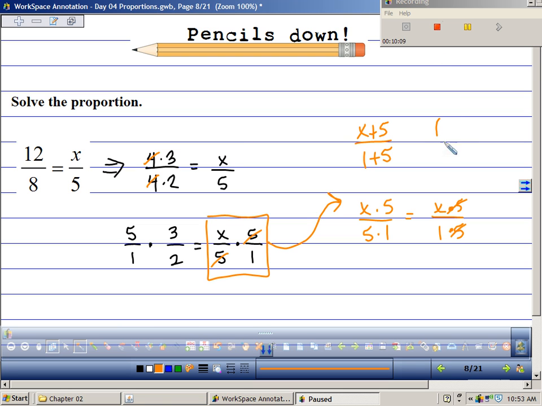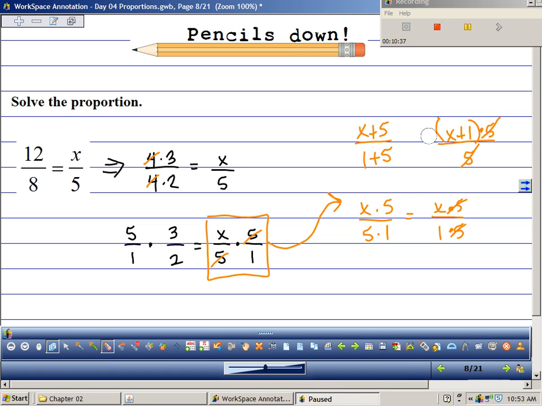What about this one? I can't cancel those, but I can cancel those because it's multiplication, right? It's saying the quantity times 5 divided by 5. Okay? See the difference between all those? We'll practice that more later. I just wanted to talk about that for a second. All right, let's move on.